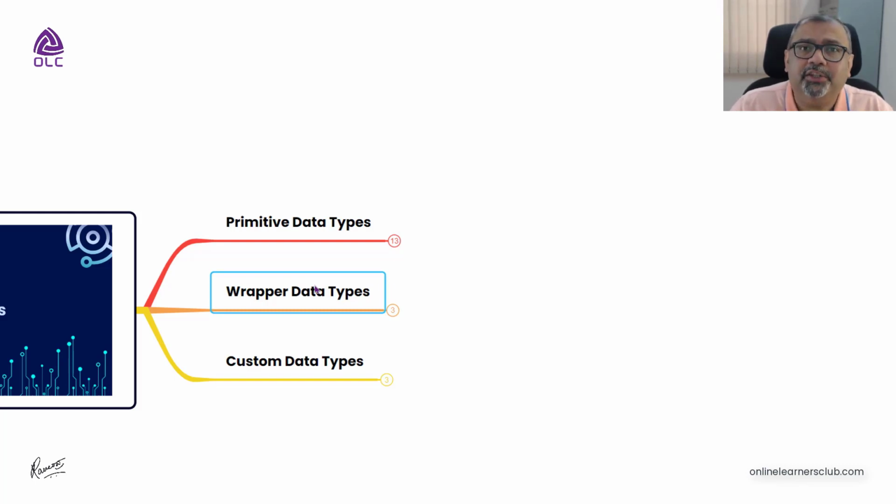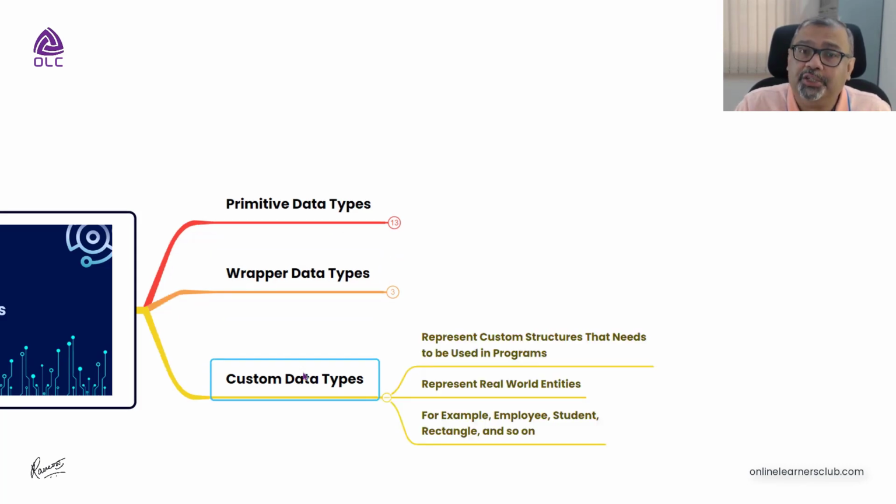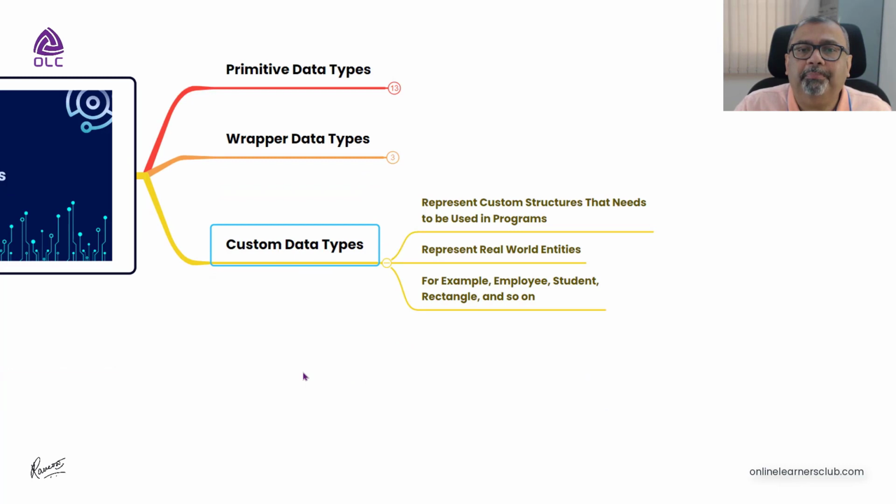For this purpose, instead of using a primitive data type, which is not a very useful option, we do have a custom data type which can be used to represent custom structures that are required by a particular program. And these structures in an object-oriented program like Java represent real-world entities like a student, employee. We also used in the previous chapters one called rectangle. Right? Rectangle represents a rectangle as a concept which we know in our day-to-day mathematical world. So these are the custom data types which are also supported in Java.